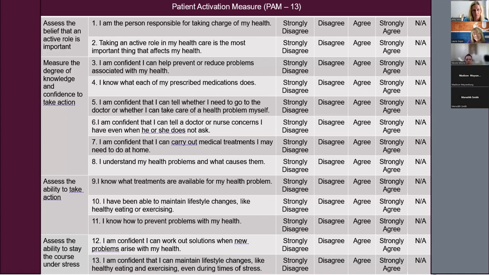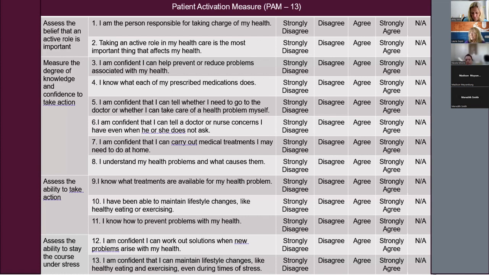Next, 3 questions assess the ability to take action. I know what treatments are available for my health problem. I've been able to maintain lifestyle changes like healthy eating or exercising. I know how to prevent problems with my health. And then look at the last 2 and look what they're assessing: the ability to stay the course under stress.